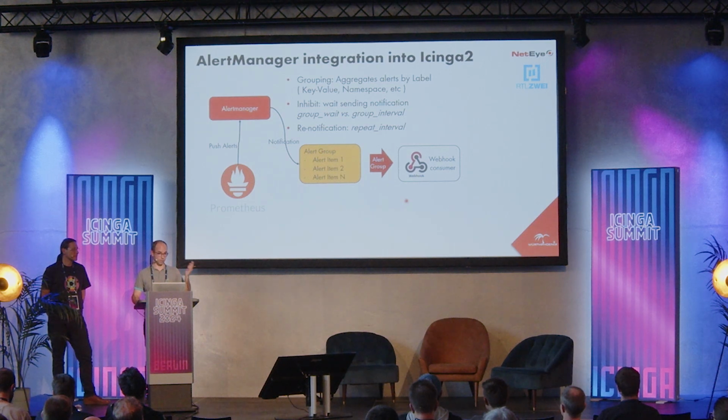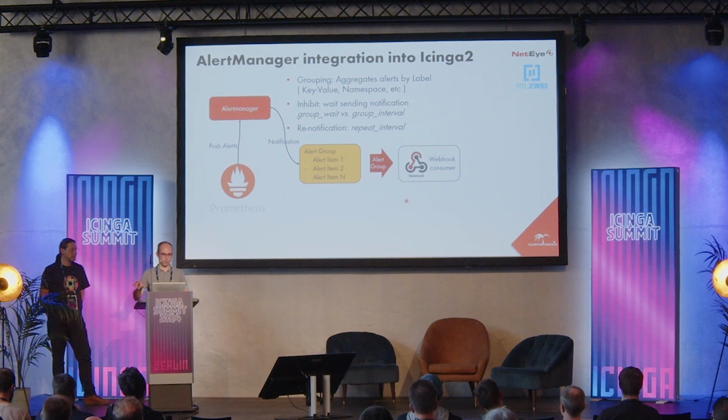For example, a soft state and a hard state. So I don't want to notify the first problem, but let's wait for some seconds or minutes, and if the alert still persists, only then send it out. These are the settings of the inhibit or the re-notification to optimize also the quantity, let's say the flooding of alerts I'm going to send out.